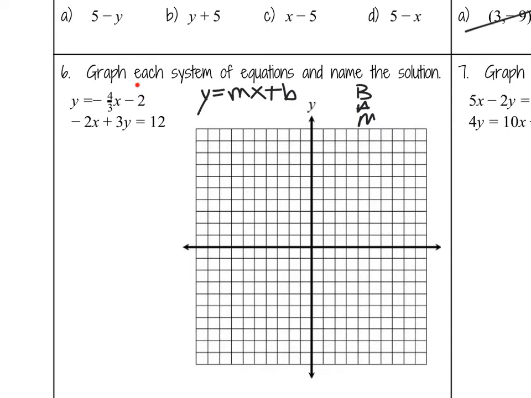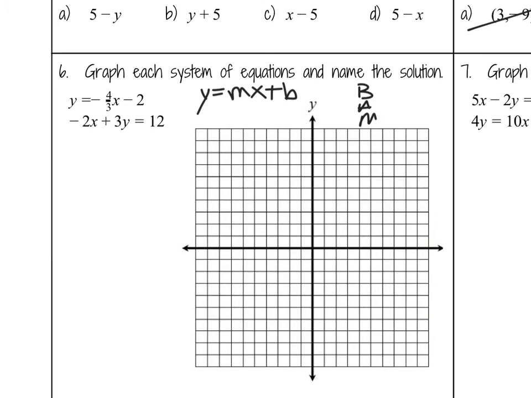Now, it turns out that this first equation is ready to go, and so I'm going to use some color here when I do this one. I'm going to use red for this top equation. And so I begin by starting at -2. So we come down here to -2 and put a dot. And then I'm going to use my slope, which is -4/3.